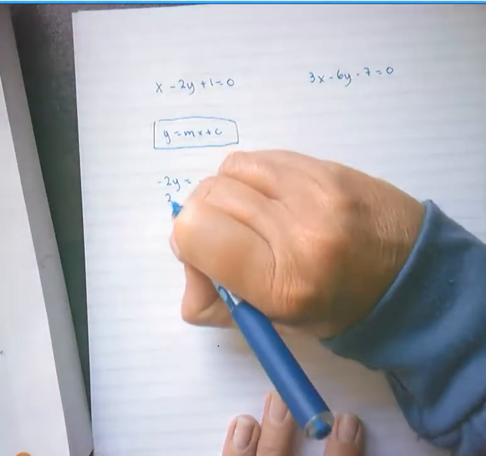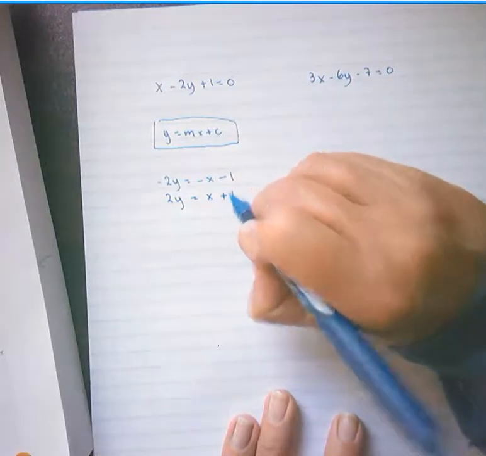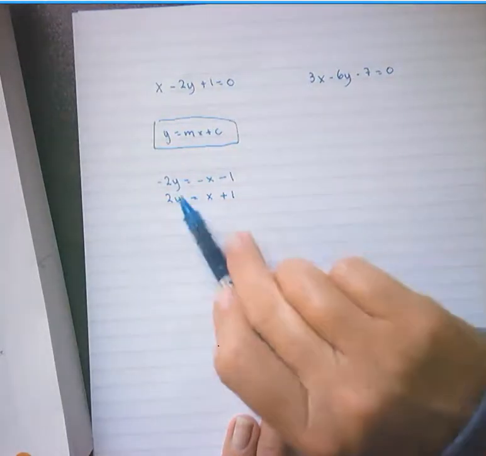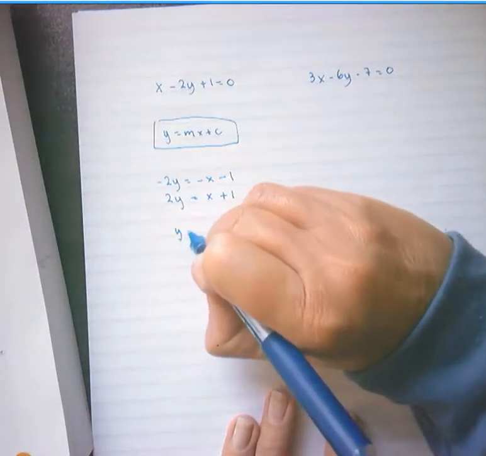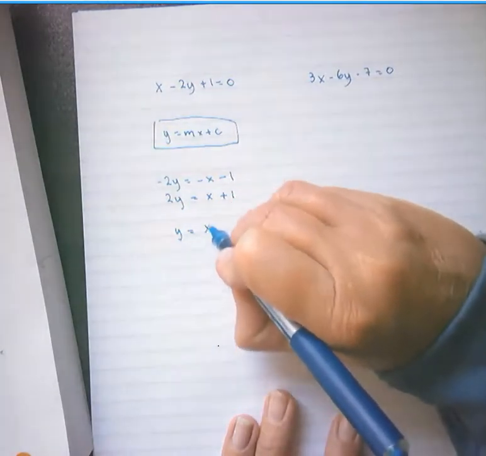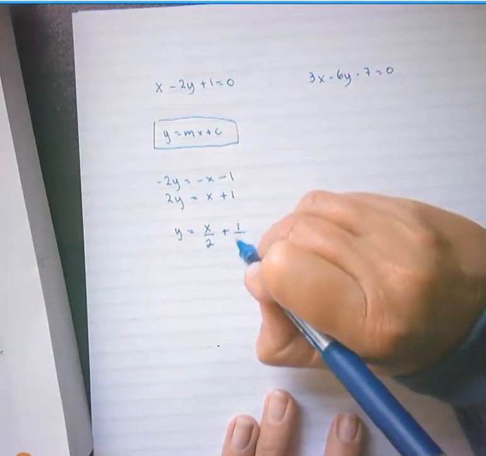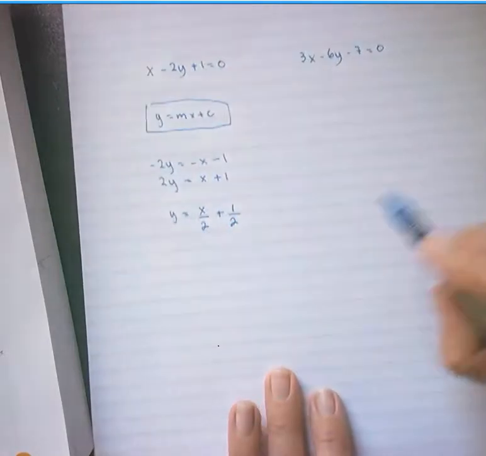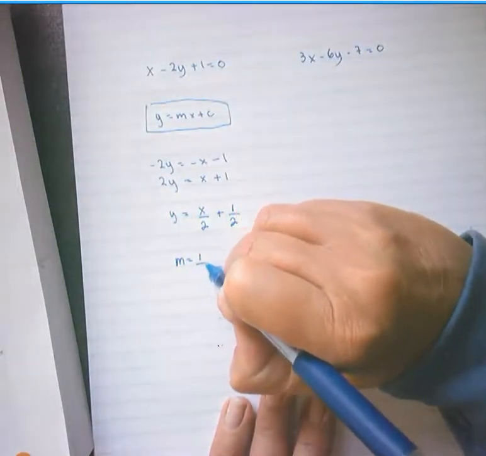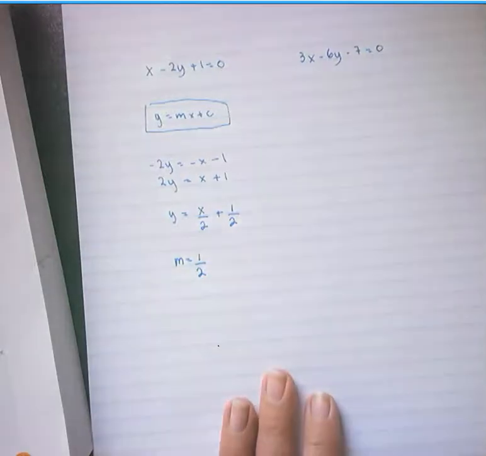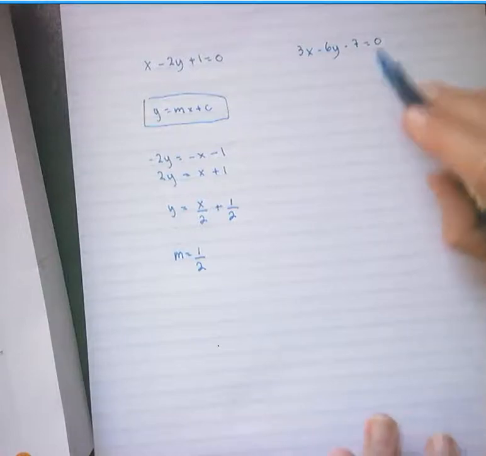Okay, you can go the next step, which was 2y is equal to x plus 1. So we just change everything's sign. We need this in the form 1y. So how we do that was divide everything by 2. So y is equal to x over 2 plus 1 over 2. So in terms of that, our slope is equal to a half. So the number that would have been in front of that x was a half.